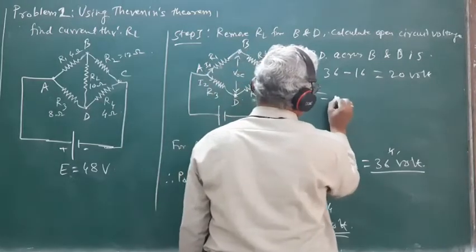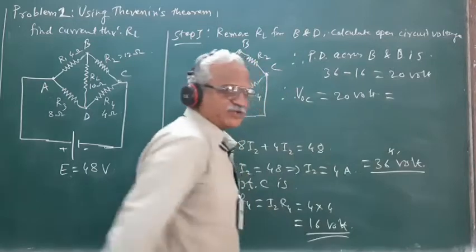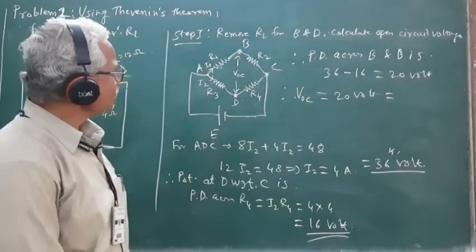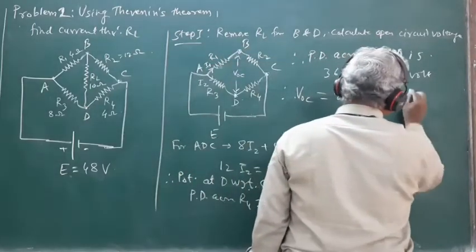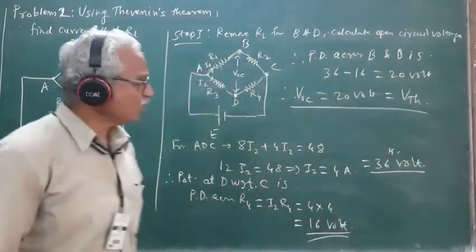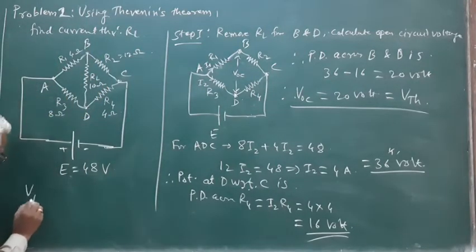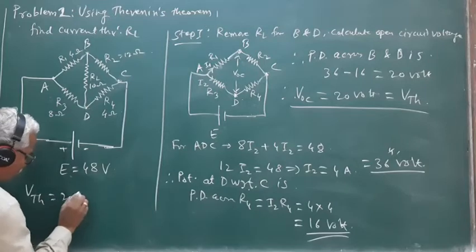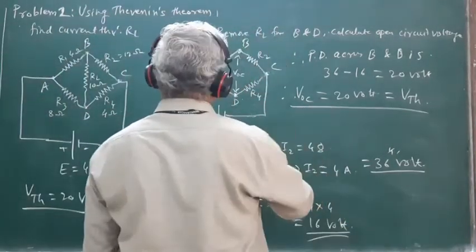So VOC is equal to 20 volt, and as per the definition, the open circuit voltage across the terminals B and D is nothing but equal to the value of VTH. So this is the value of VTH. We have obtained the value of VTH to be equal to 20. So over here, this is the first step.